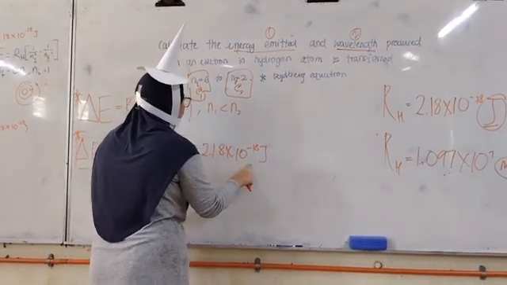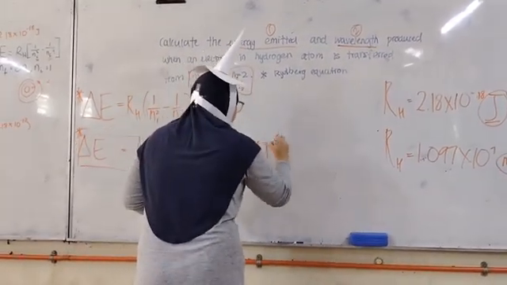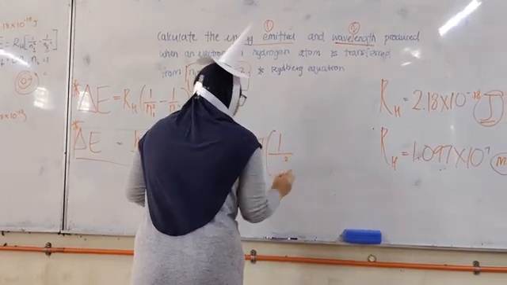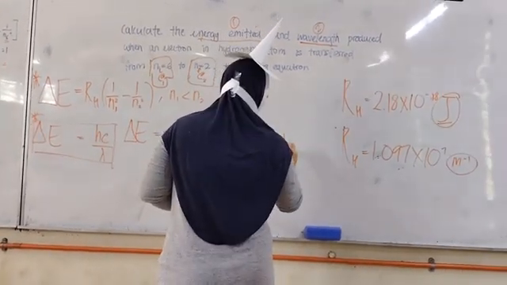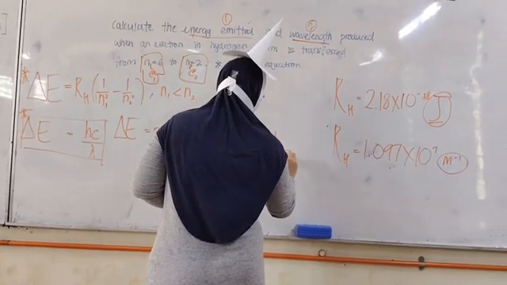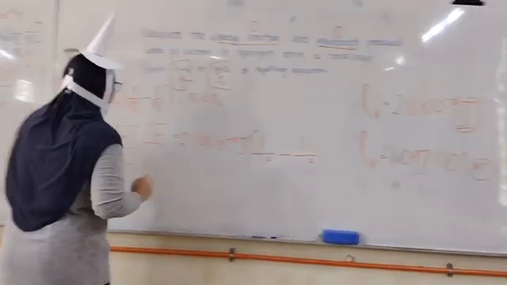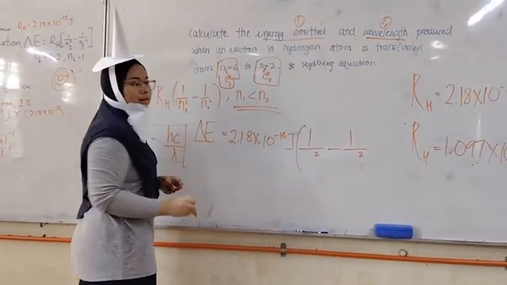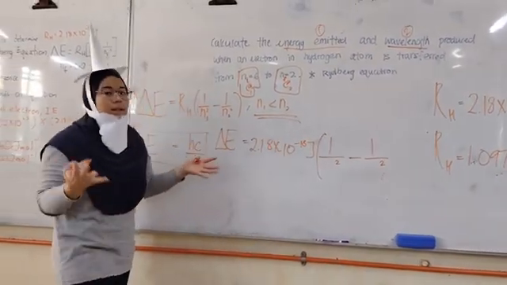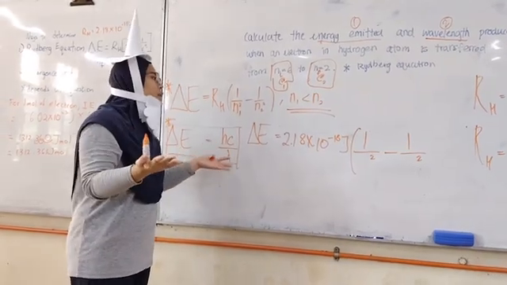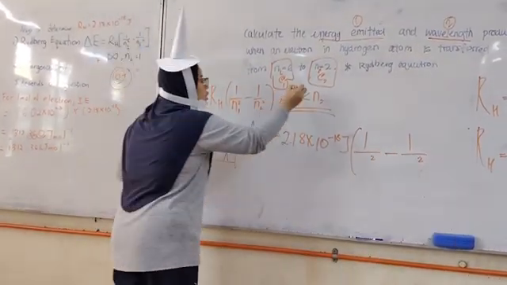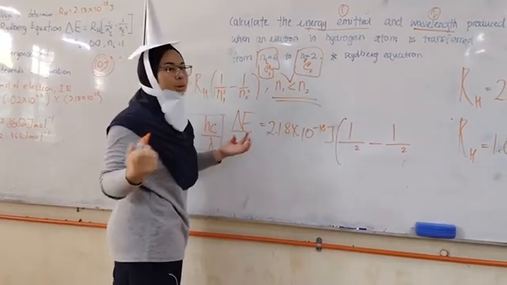2.18 times 10 to the power of -18 joules. Now, let's put it here: 1 over n1 squared minus 1 over n2 squared. Now, this part we need to memorize, correct? You need to memorize this because, let's say in the scheme of answers, even if they didn't highlight this, you need to know it because it is for you to use when substituting.